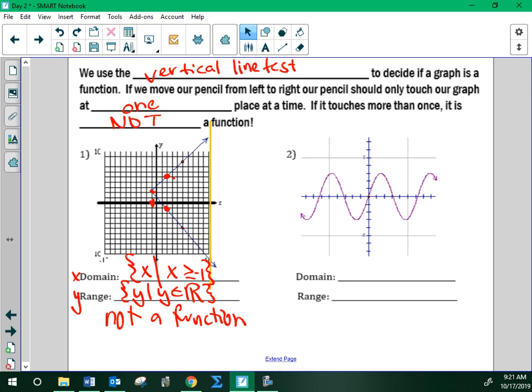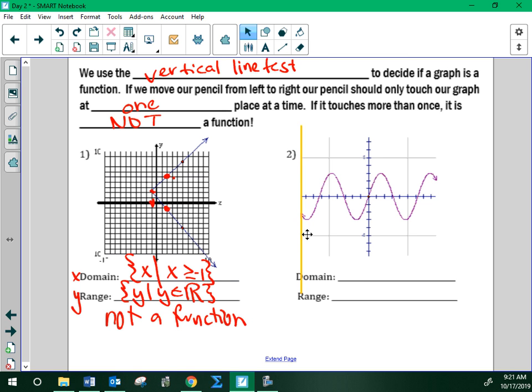Okay. So let's take a look at number 2. First, let's decide if it's a function. You're going to take your pencil. I'm going to take my makeshift pencil here. And this is my graph, the squiggle one. This is actually called the graph of sine of x. It's something you'll learn about in geometry. You'll learn about sine of x, but you won't learn about the graph until much later. If you end up taking pre-calculus, that's when you learn about it. So this is a graph called sine of x.